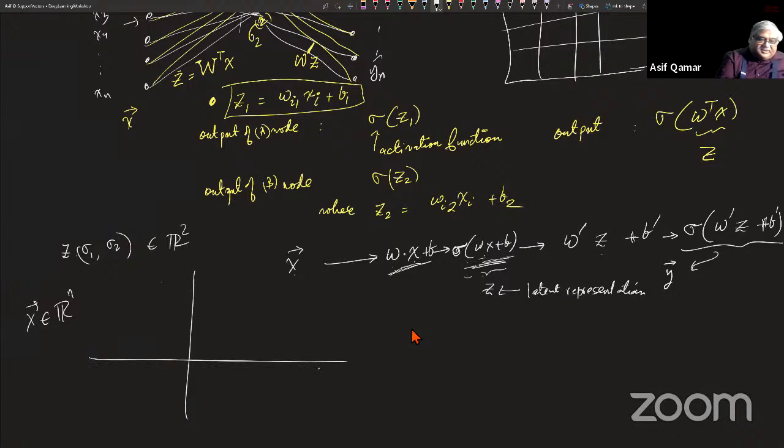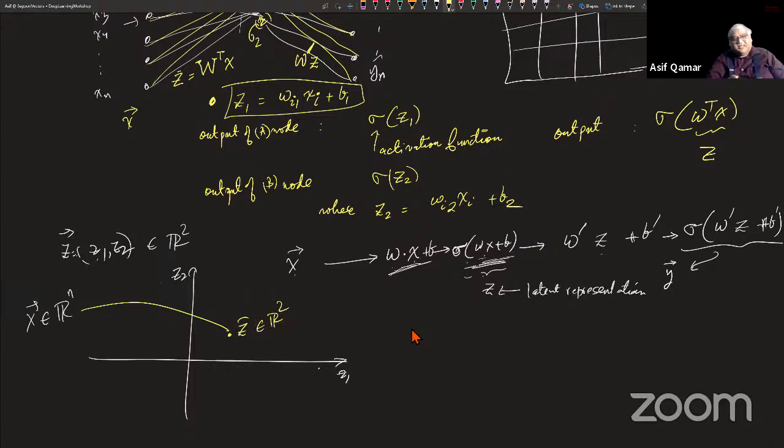So this is the 2 components of Z. Actually, let me just write it as Z vector is made up of Z1, Z2, right? So this is your Z1 axis, this is your Z2 axis. So every point has gotten projected. This has become some point Z, right? Belonging to R2. Now, nothing special about 2. By 2, I want to convey a small number.